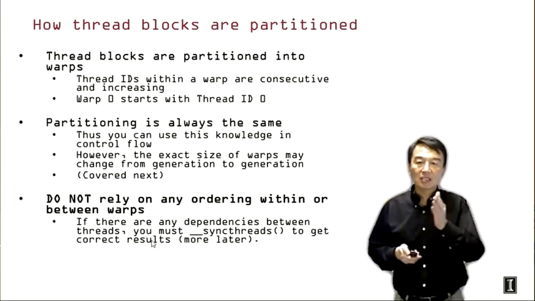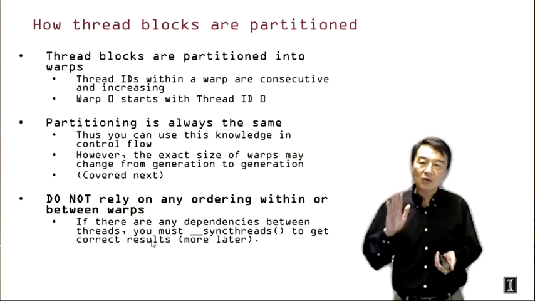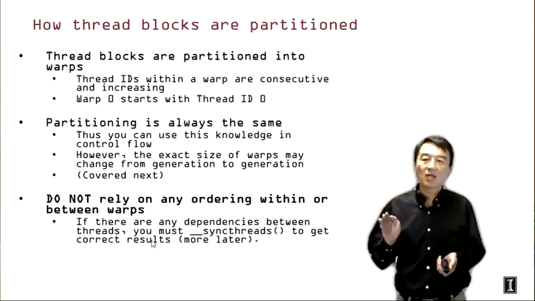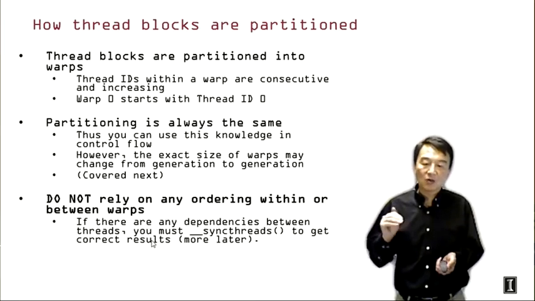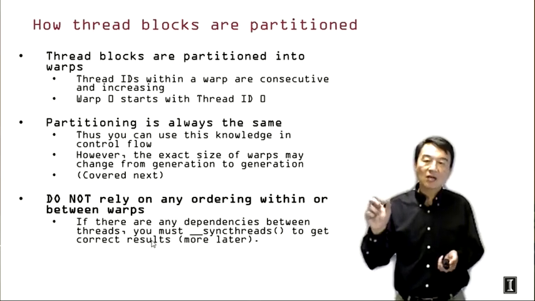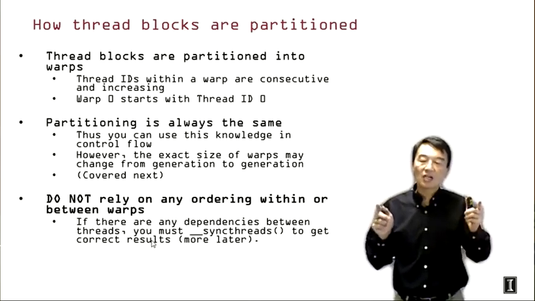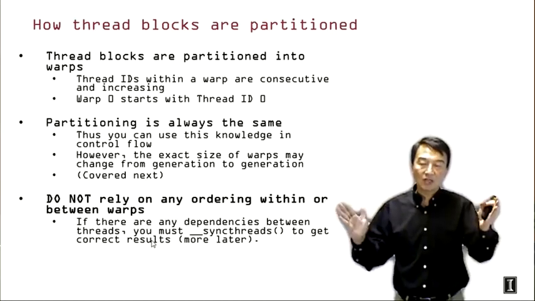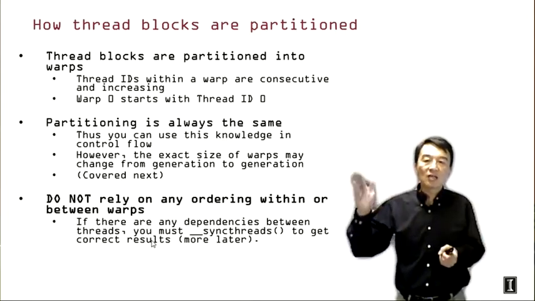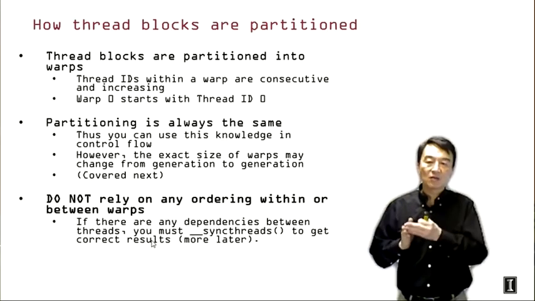So it is important to understand in more detail how the warps are actually formed from thread blocks. Whenever we are given a thread block, we partition the thread block into warps according to the following rule. We use the thread ID, and all the thread IDs within the same warp are consecutive. Consecutive threads by ID will be formed into the same warp, and we will start warp 0 from thread 0.